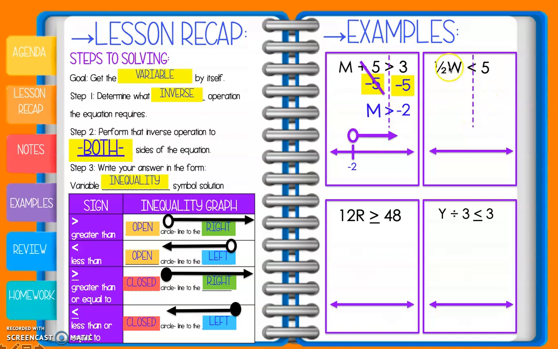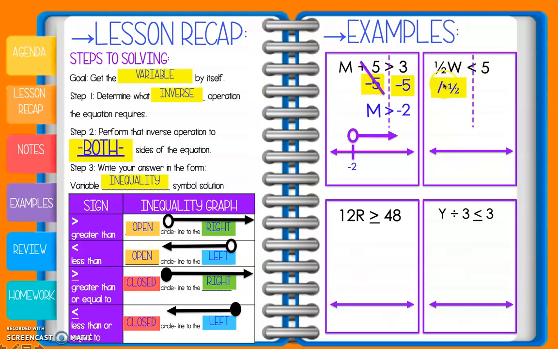Now let's take a look at 1/2 w is less than 5. Again, I've got my dotted line because I like dotted lines so I can see the inequality symbol, whatever you choose to do. So we have to ask ourselves what math operation is happening between the 1/2 and the w. We know 1/2 is a coefficient here and w is a variable, and that they're being multiplied together. So to cancel out multiplying by a half, we're going to divide by a half on both sides.